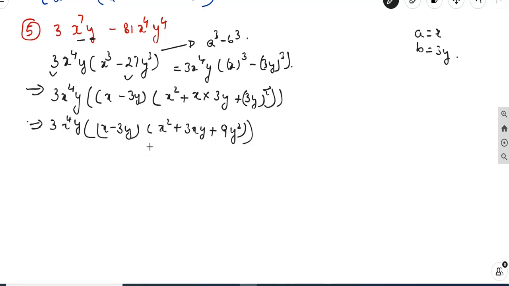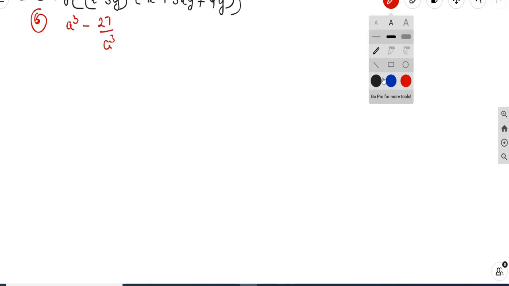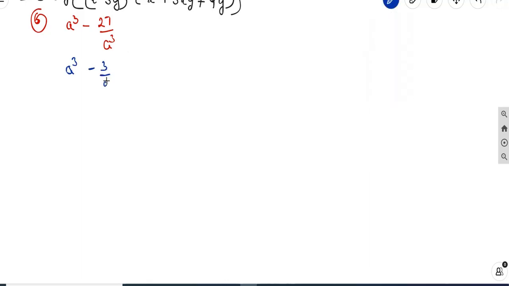I hope you have understood this problem. Okay, so we'll go for the next problem, number 6. It is a to the power of minus 27 divided by a cube. So how do I write this? Minus 27, I can write it as 3 by a whole cube. Okay, so again this is in the form of, what is the form here? A cube minus b cube. Okay, now we will apply the identity.